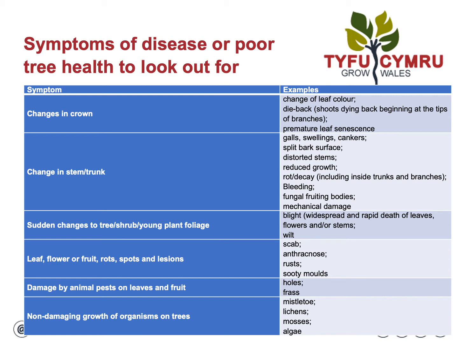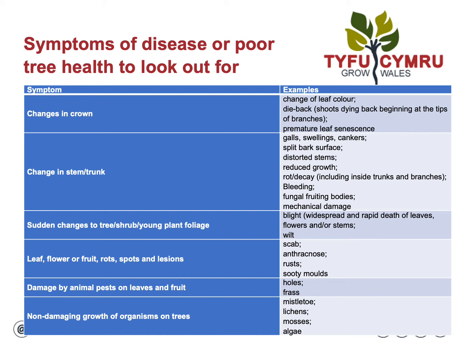So there can be changes in the crown of the tree, such as changes in the leaf colour, or dieback, and that's when shoots die back, and that begins at the tips of the branches and then progresses down the branch. Or it might be leaves turning brown and falling early, premature leaf senescence.